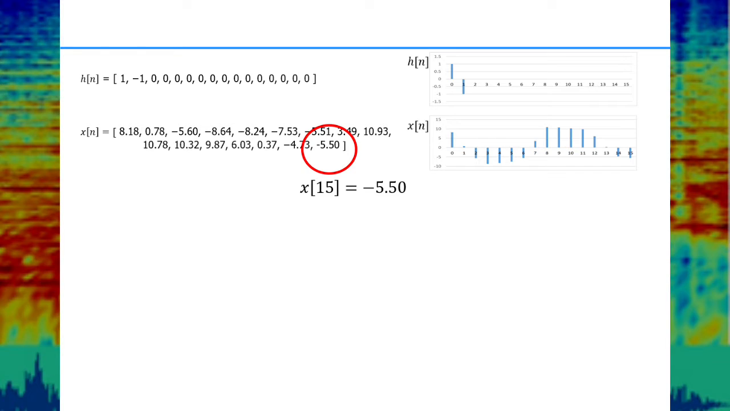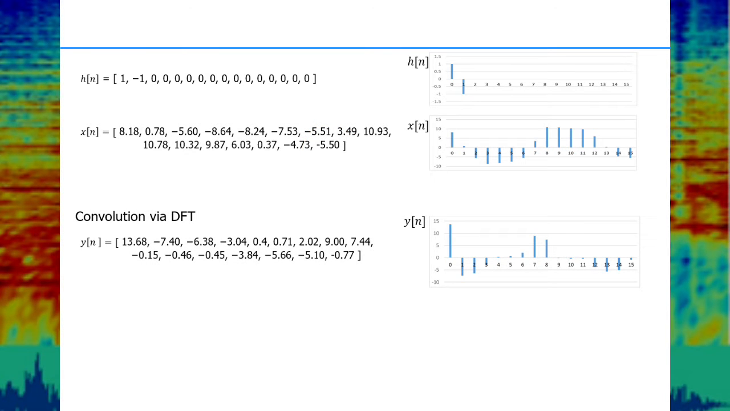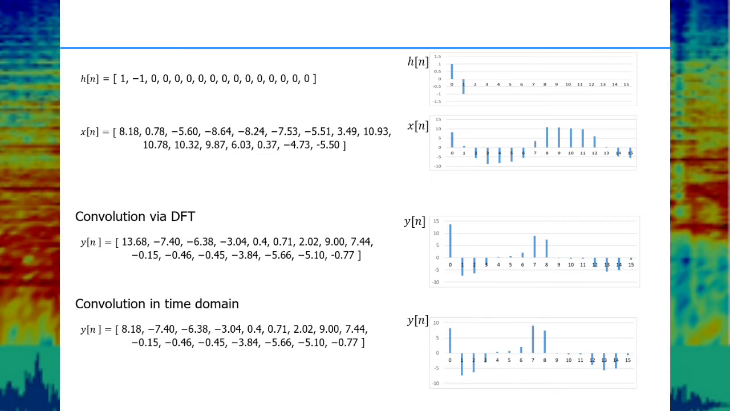If we take the DFT of the impulse response h, the signal x, multiply the two and do the inverse DFT, this is the result. Now if you do the convolution in the time domain, this is the result, and these two results are slightly different. The cause is that for the calculation of y[0] we need x[-1], which we took to be 0 in the time domain convolution, giving y[0] is 8.18. But the DFT assumes that the signal's head and tail are connected, hence x[-1] is x[15]. Thus the convolution uses the value minus 5.5, yielding y[0] is 13.68.